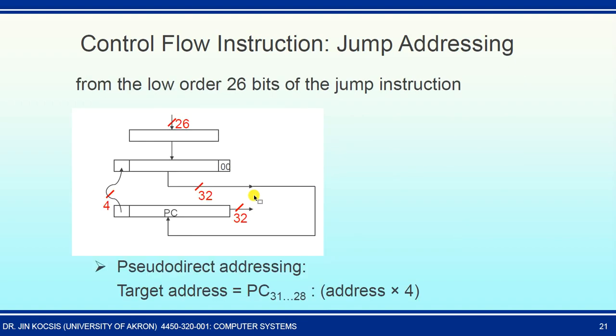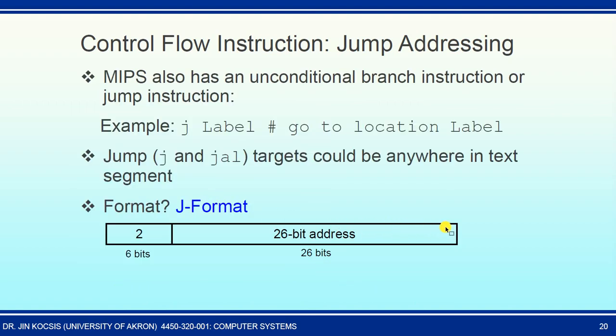What I do is take this 26 bits and, similar to the branch, do a zero extension of two zeros at the end. After that, I have a total of 28 bits. I'm still missing 4 bits to get 32 bits. So I take the first 4 bits of the program counter and put them in the front.